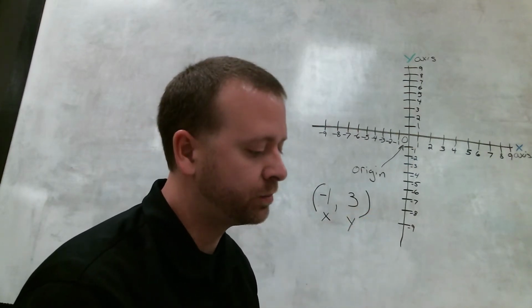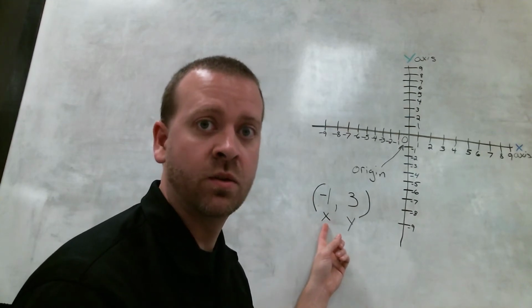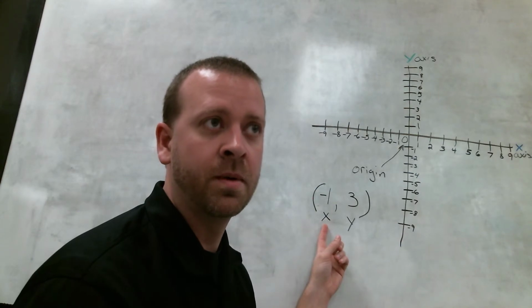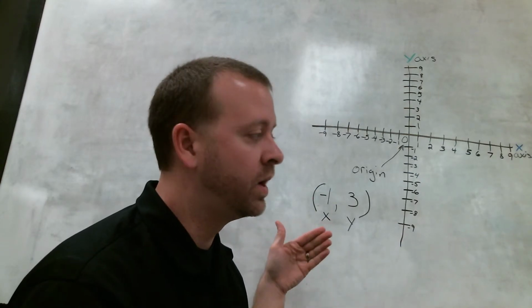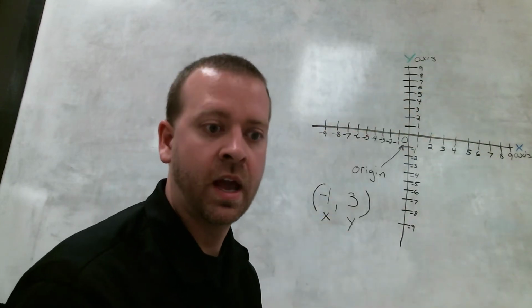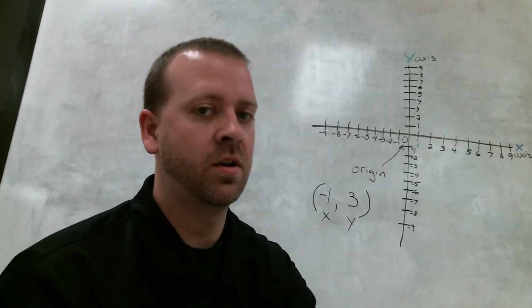Okay? So, since the first number is on the x-axis, that's where we're going to start. One way to remember it is like going on an elevator. You have to go into the elevator before you can go up or down. If you can remember that, that'll be good. So let's plot this point on this coordinate grid.